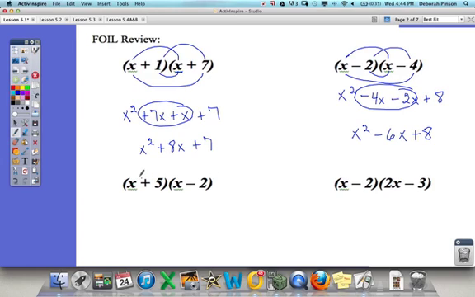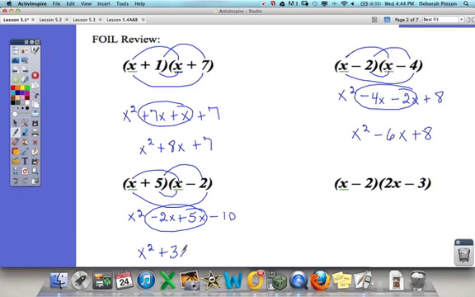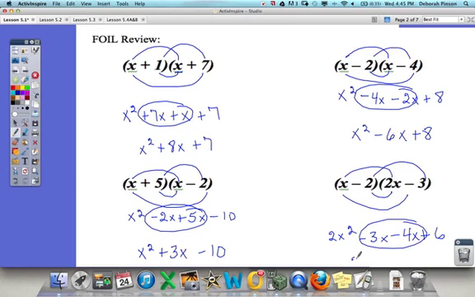Okay, 2 more of these. So first, outside, inside, and last. Combine like terms. Now remember, this one's negative, this one's positive, so I have positive 3x. And then same thing here. First, outside, inside, and last. And then combine if you can.